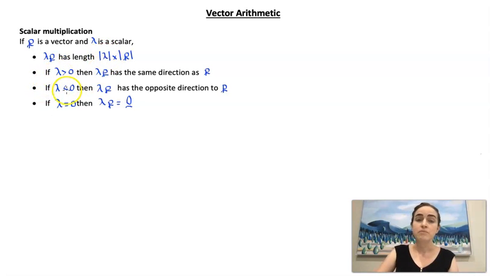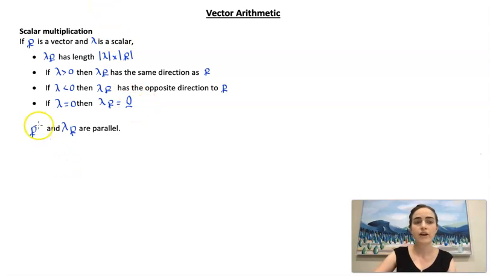Now, if lambda is a positive number, then when we multiply our vector by that positive number, it's going to end up pointing in the same direction as our original vector. But if lambda is a negative number, then it's going to switch the direction, so it's going to be pointing in the opposite direction to our original. If lambda is exactly equal to 0 and we multiply by any vector, then we're always going to end up with the 0 vector as our answer.